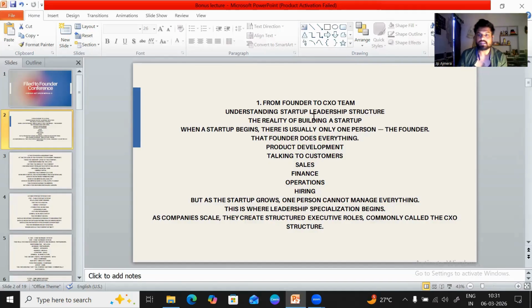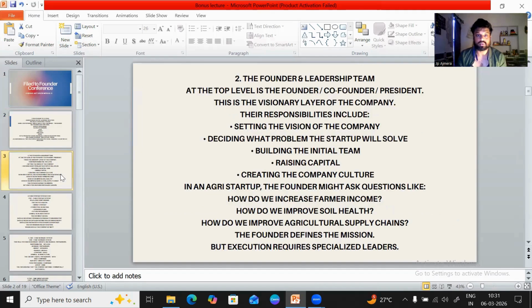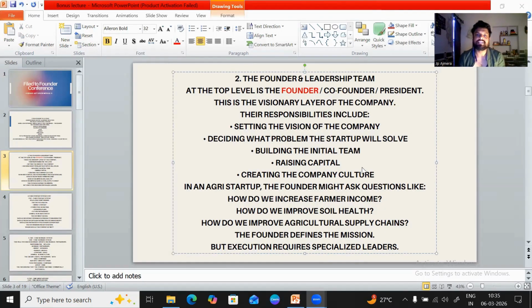So let's move to the next one. I hope you already understand this whole paragraph. Founder and leadership team. At the top level, we have positions like founder, co-founder, and president. These three of them will do everything in the company that is required to build and, at the top level, scale the company or startup.